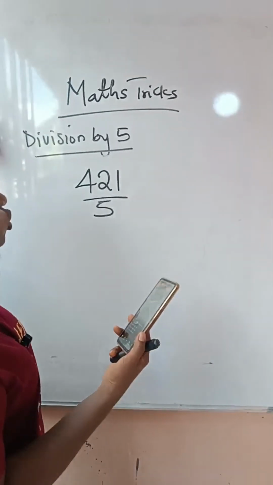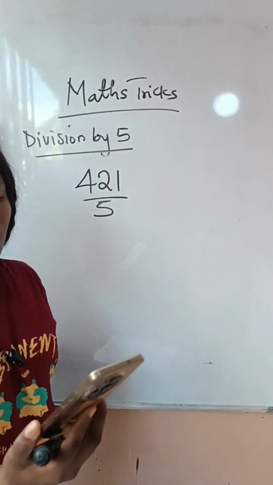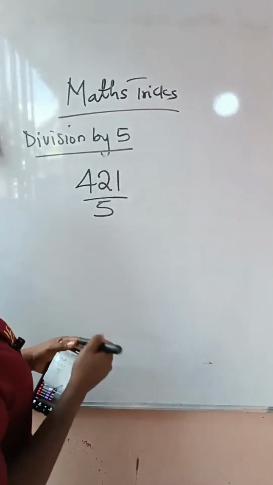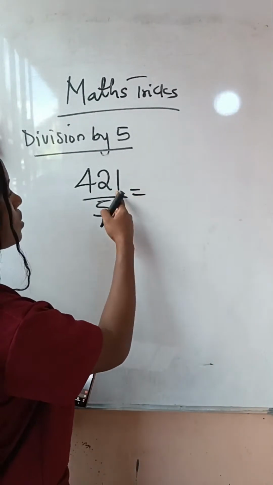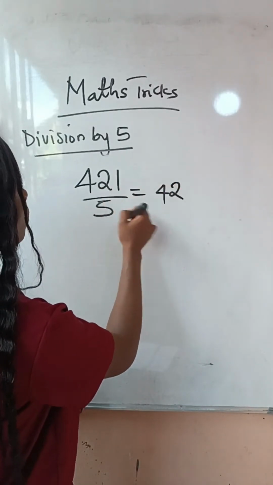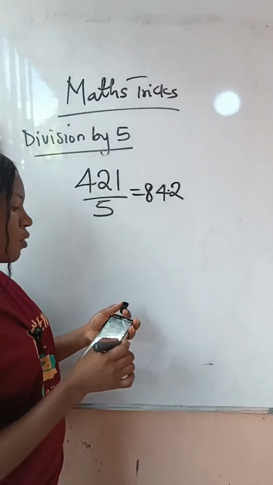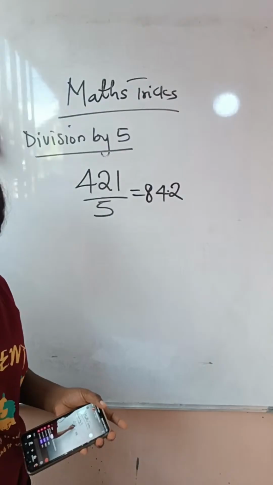Exactly, it should be 84.2. Because if we double this one, we double 2, we have 4; we double 4, we have 8; then we put our decimal point before the last digit.